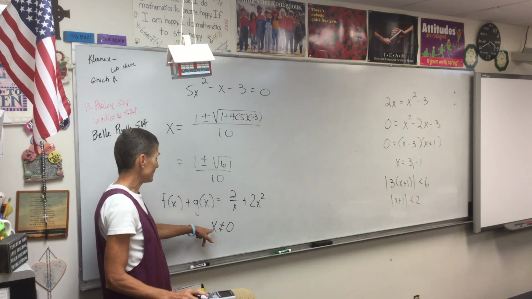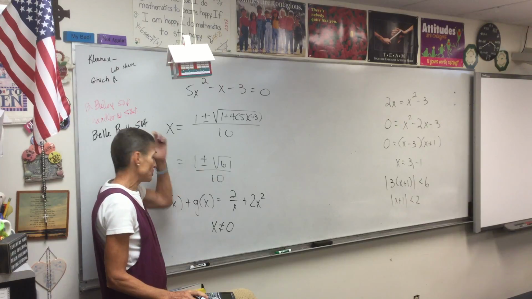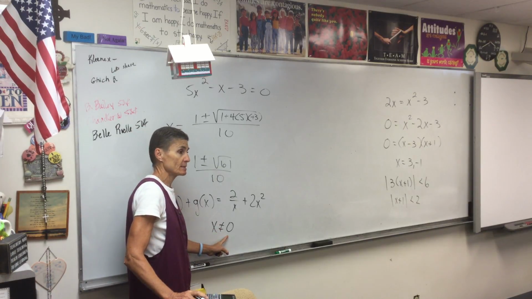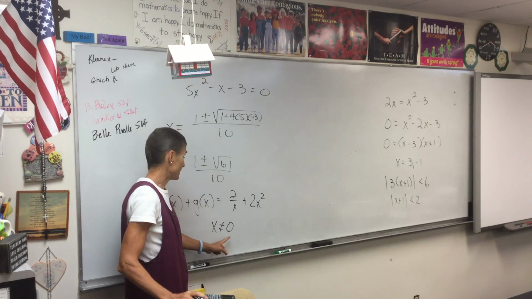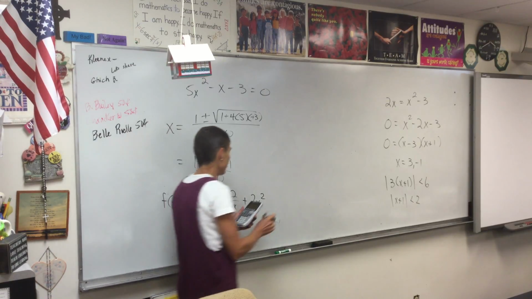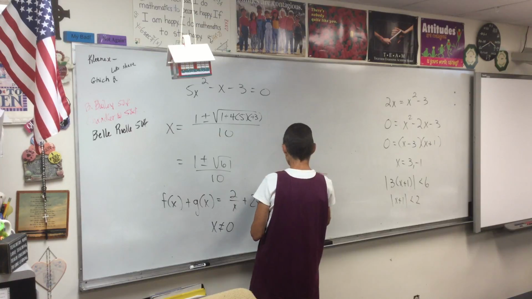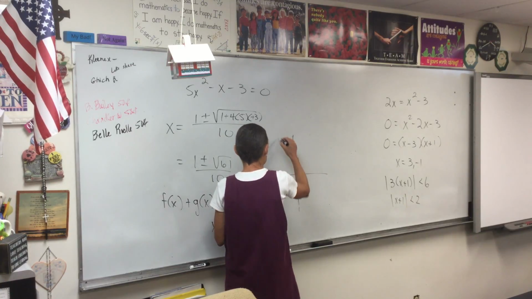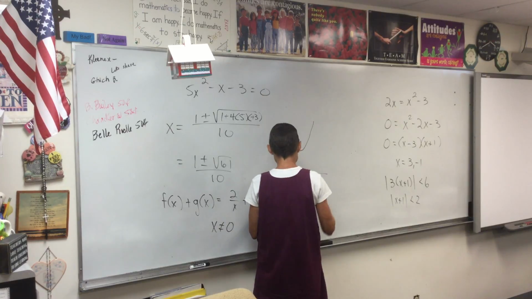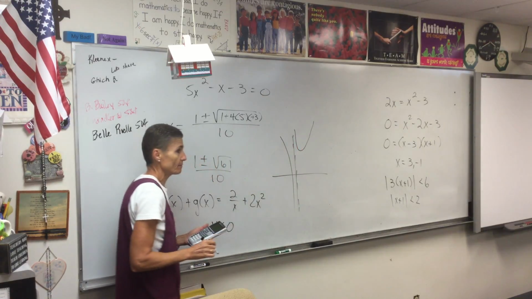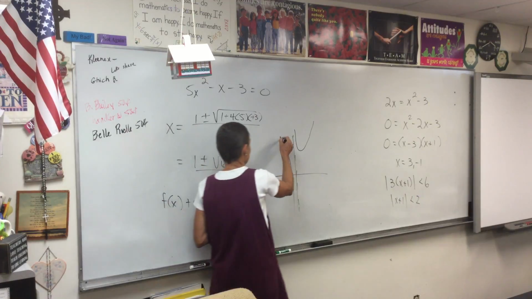Have you gotten it sketched? Did you see it drop in a vertical asymptote at 0? There's a vertical asymptote at 0 because x can't be 0. But then I got a picture that looked like this. So here's my asymptote. And then I got like a parabola like that up here. Is that what yours looks like? Okay, tell me about this piece of the curve.